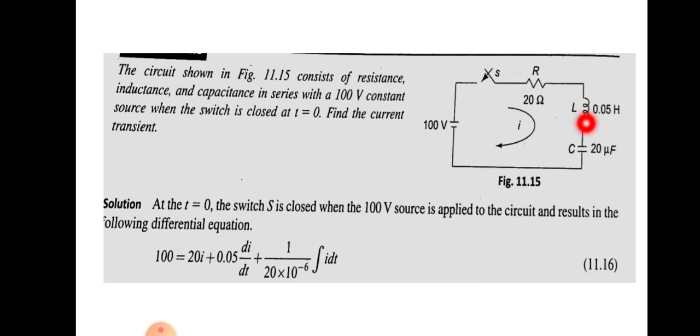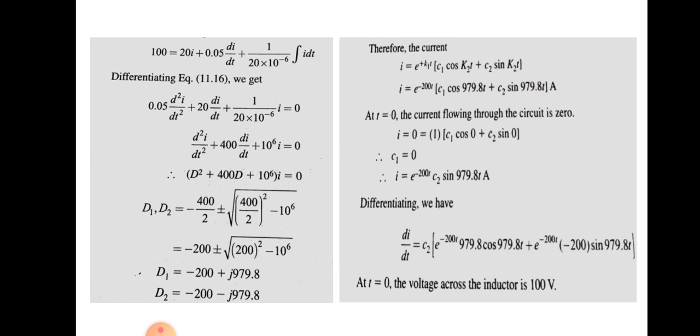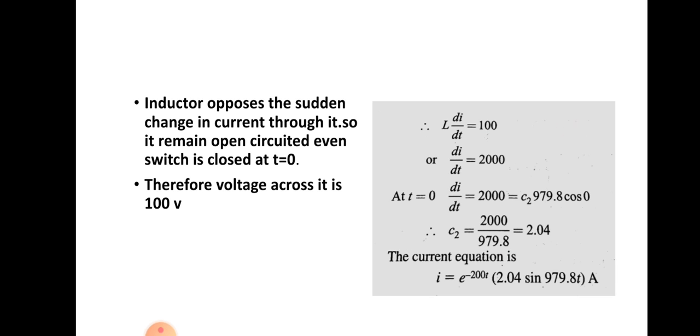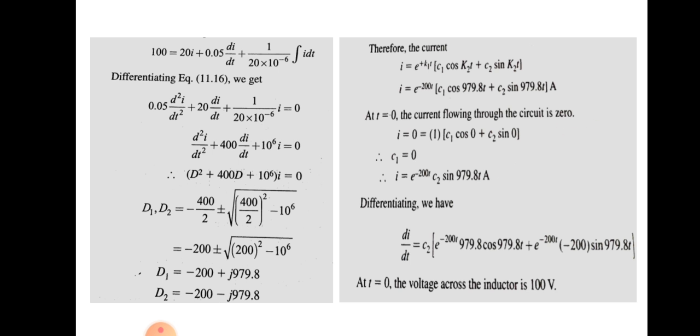That means it does not allow the flow of current through it. Once it is open, the complete voltage that is applied here will appear across this inductor. When a part of the circuit is open, all the voltage will appear across that part. So at t equal to 0, the inductor will not allow the flow of current immediately, so the complete input voltage will appear across the inductor. So we can say that the voltage across the inductor will be 100 volt.